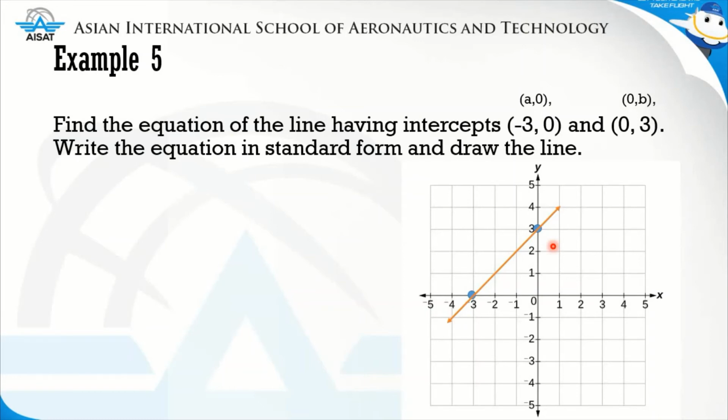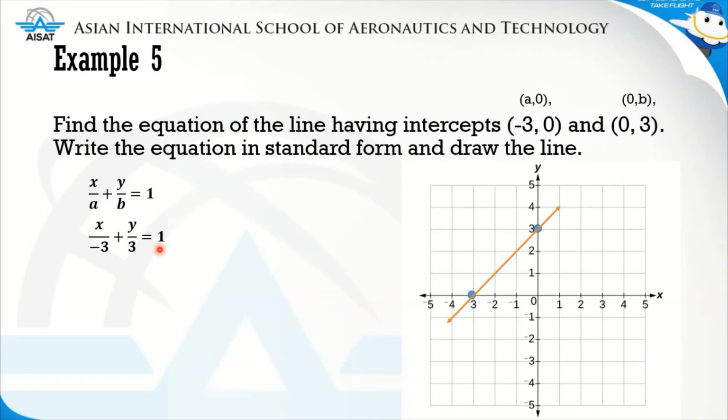Now let's proceed to finding the equation of the line. So we have here the intercepts, therefore we'll use the intercept formula. That's x over a plus y over b is equal to 1. Substituting the value of a from the x-intercept and b from the y-intercept, we'll have x over negative 3 plus y over 3 is equal to 1.